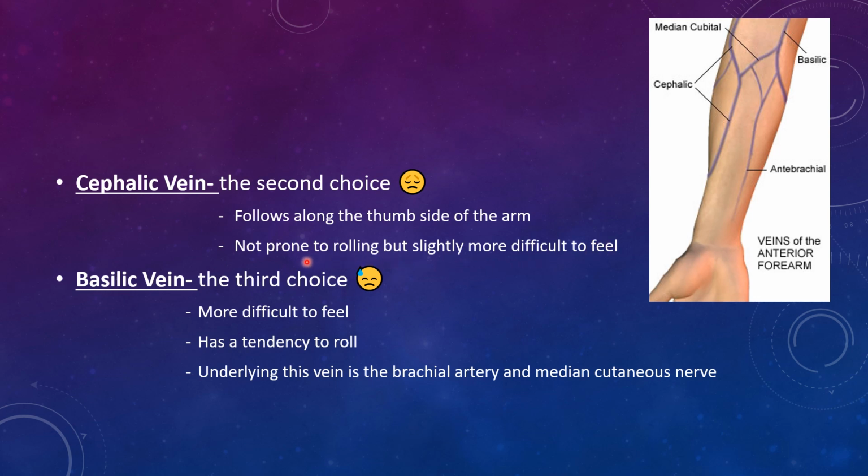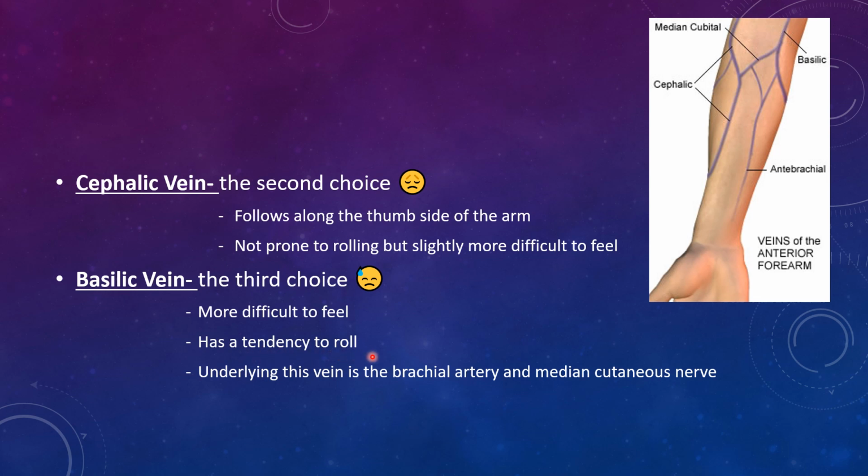But the advantage of your cephalic vein is that it is way larger compared to your basilic vein. So the last vein is your basilic vein, or the third choice, which is more difficult to feel because sometimes you think it is a vein when you palpate it, but it's not, because it could be another thing like tendons, and it has a tendency to roll.